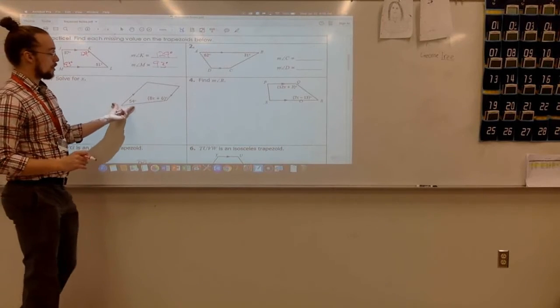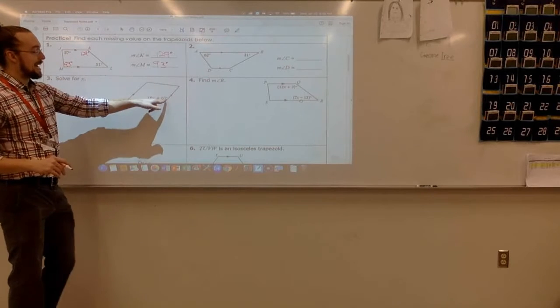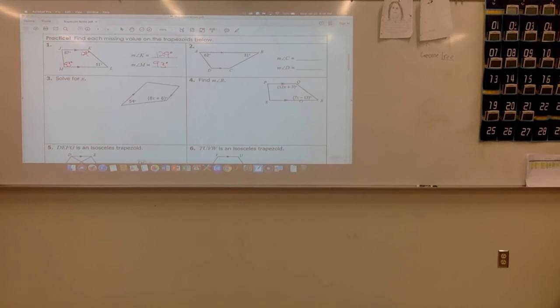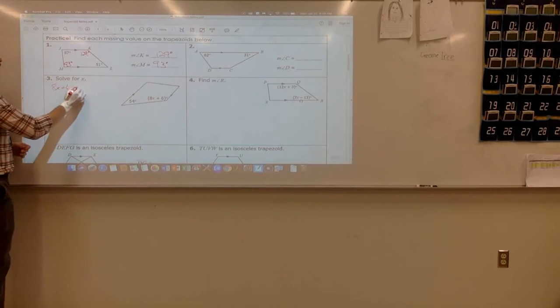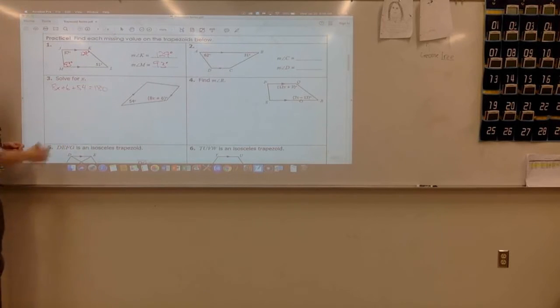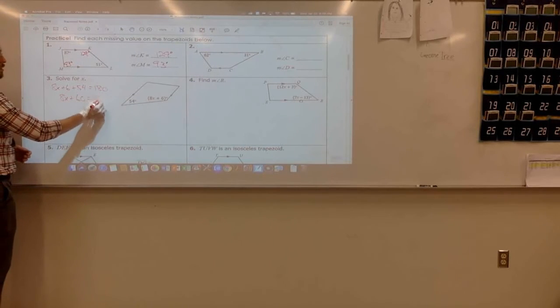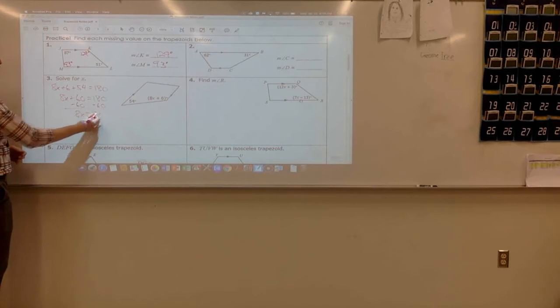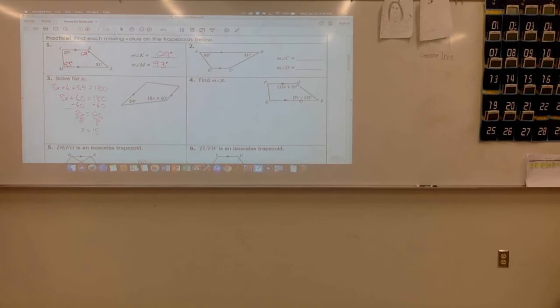So for number 3, I know this angle over here is 54, and this angle is 8x plus 6. We need to set up an equation. What's my equation going to look like here? Right, those are consecutive angles, so I know they're going to add to 180. So we have 8x plus 60 equals 180. Let's subtract the 60 over, divide by 8, and we get 15. Is that the final answer? Yeah. Alright, it just says solve for x.